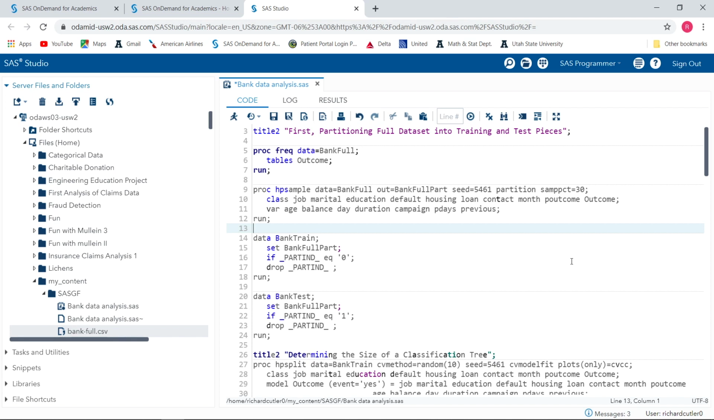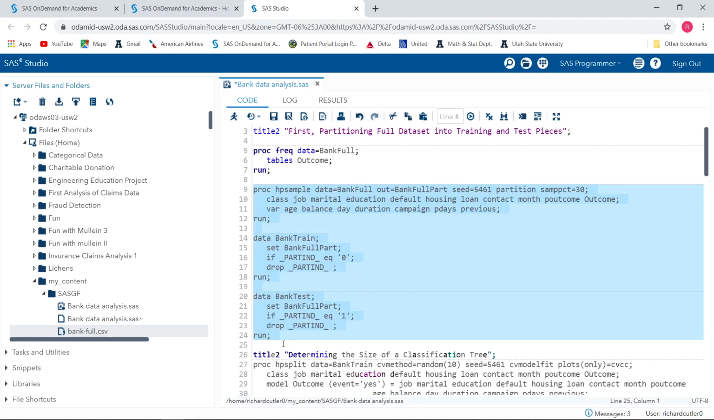And the way that HP sample does this is that it creates a variable called _part_ind_, and there are two values, 0 and 1. There'll be 30% of the data will have value 1 on part ind, and 70% will have value 0. And so we can split off those two data sets, and you can see that I have done that here. I've created a data set called bank train, which is the 70%, and another data set called bank test, which is the 30%. So I will run this.